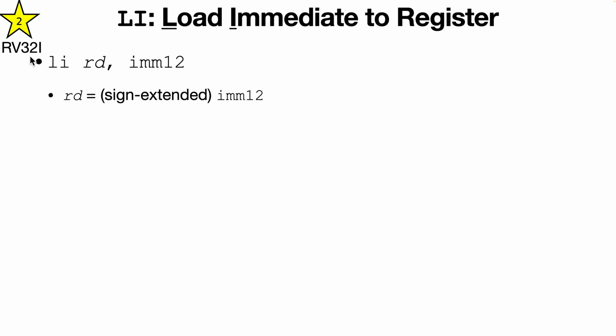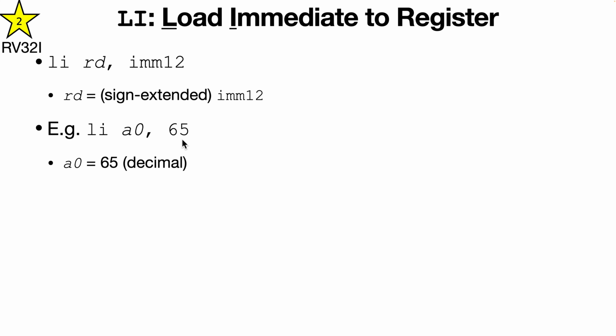Just because I say it's RV32I does not mean that you can't use this in 64-bit code. You can, it's just that the destination register is going to be 64 bits large instead of 32, and that means the sign extended value is going to be sign extended to 64 instead of 32.